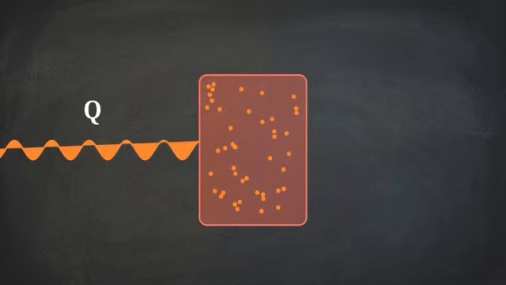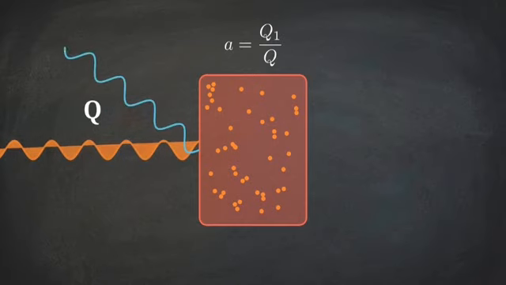The first path is absorption. Here, the incident heat is captured by the substance, increasing its internal energy. We measure this efficiency as the ratio of absorbed heat to total incident heat, known as absorptive power.